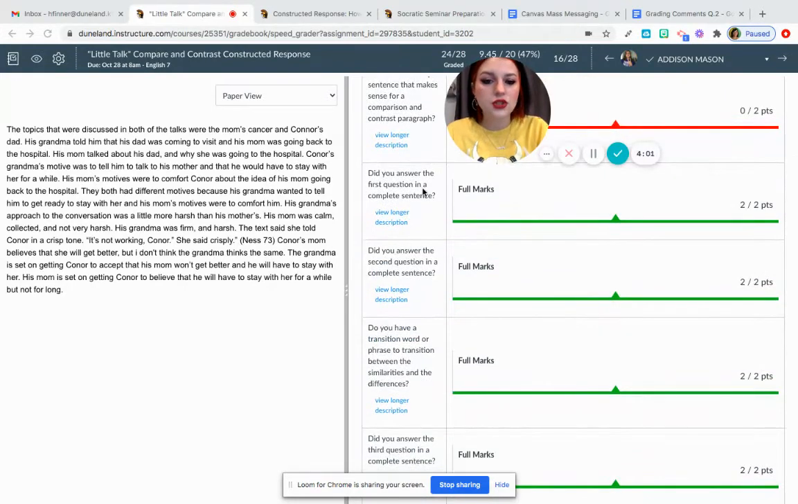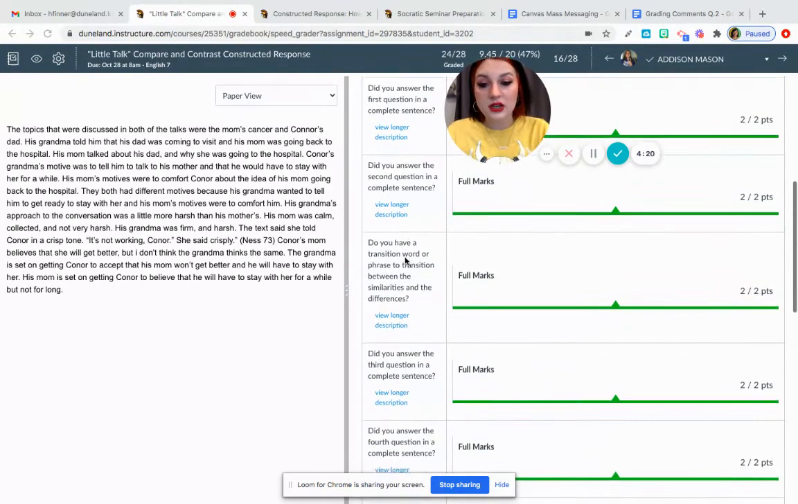Again, going through the rubric. Do you answer it in a complete sentence? Some of you do still miss points for this. A complete sentence has to have a capital letter and some type of punctuation at the end. These are little things that when you're proofreading make a huge difference and really add up in the end. So just pay attention to those little details.